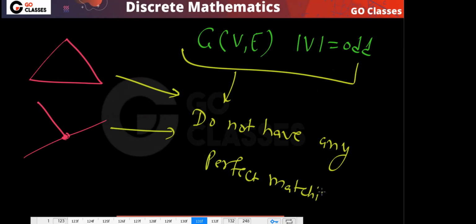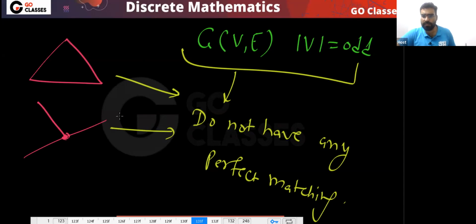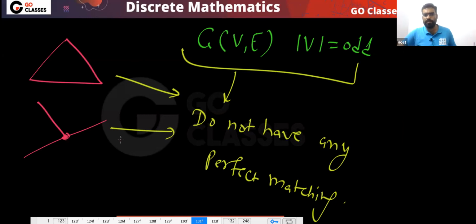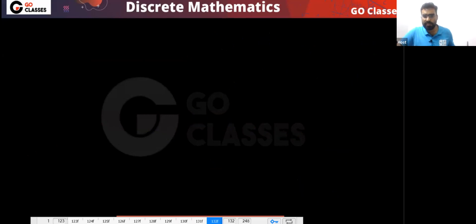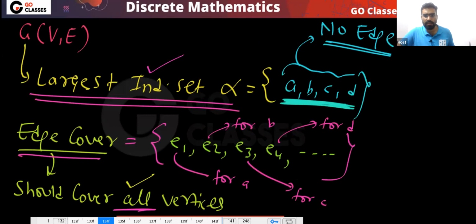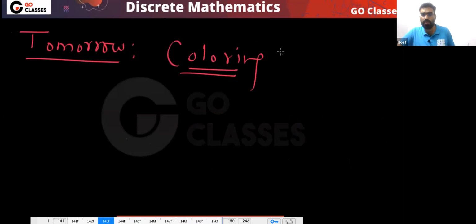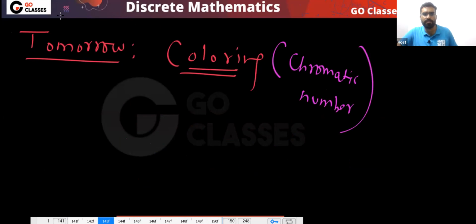Is there any other doubt? No, sir. Okay. Anyone has any other doubt? Please let me know. So tomorrow we will start coloring. This next topic, coloring, we will start tomorrow, and in it we will study chromatic number. Okay. Thank you, everyone.